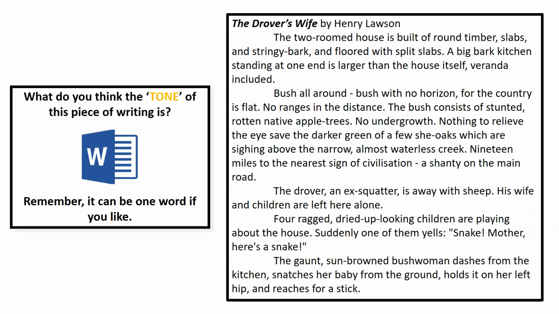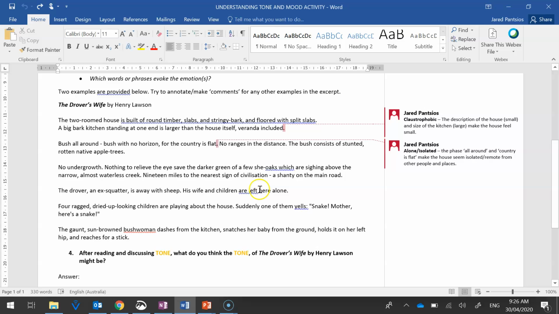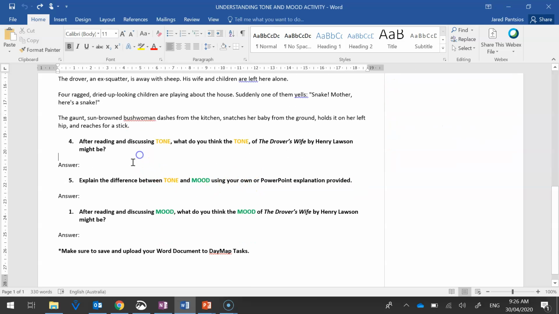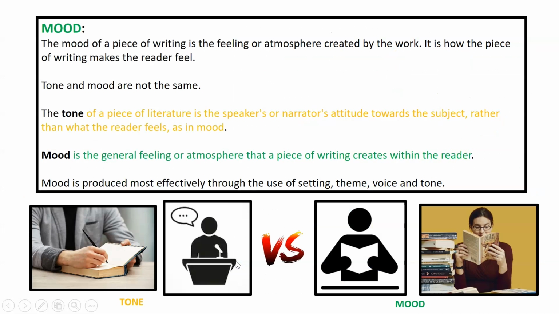Now, if we go back to The Drover's Wife, all that I would like you to do on the Word document is to have a go, and based on your thoughts and understanding, consider or write down what tone you think The Drover's Wife has. Following that, I would like you to think about and explain the difference between tone and mood simply by reading on and considering this. That the mood of a piece of writing is the feeling or atmosphere created by the work. It is how the piece of writing makes the reader feel.